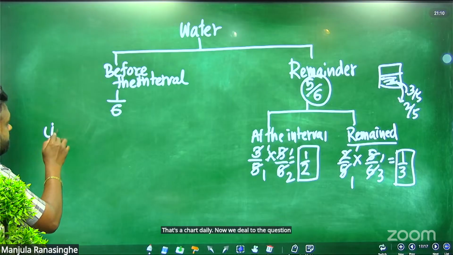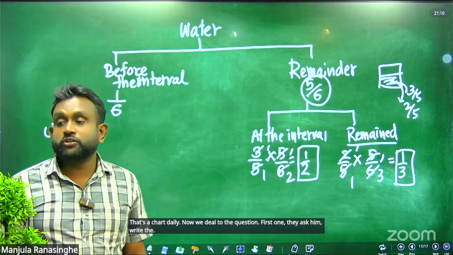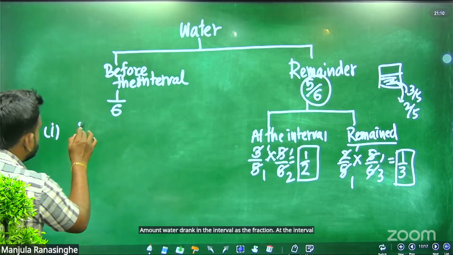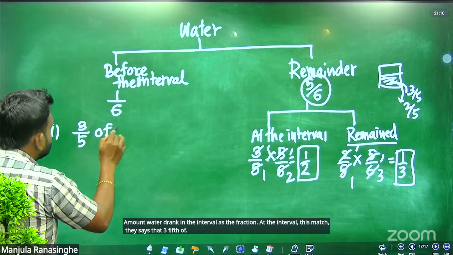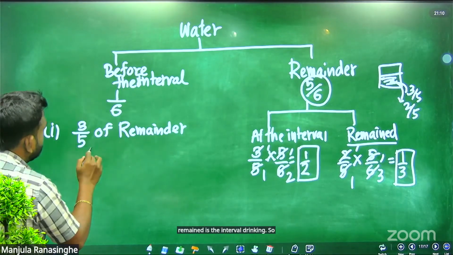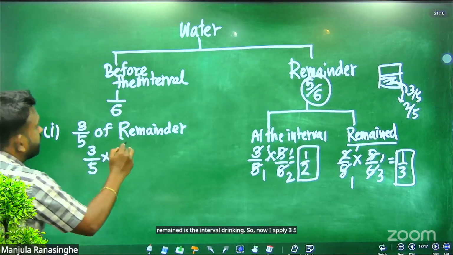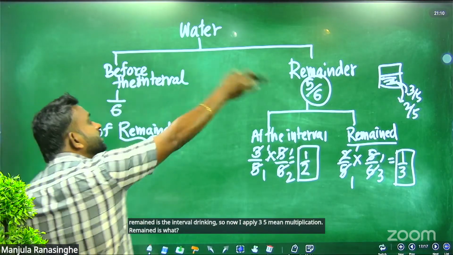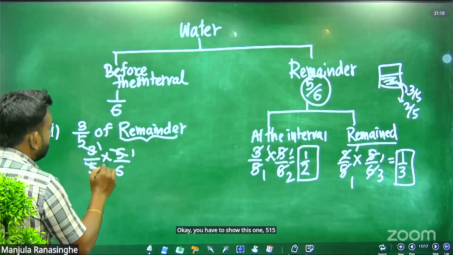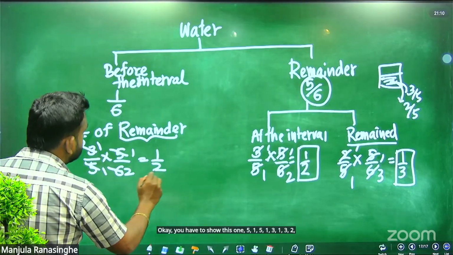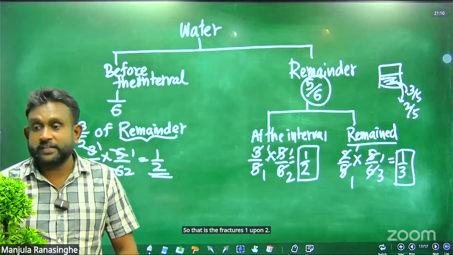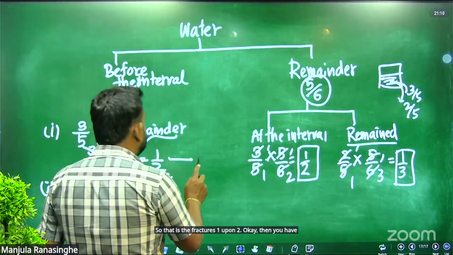First one, they are asking to write the amount of water drunk in the interval as a fraction. At the interval, they say that 3/5 of the remainder is the interval drinking. So now I apply 3/5 of, means multiplication. The remainder is what? 1/6 gone, means remainder 5/6. You have to show this: 5/1, 3/1, 3/2, 1 into 1, 1 upon 2. So the fraction is 1 upon 2. Okay, then you have 2 marks there.